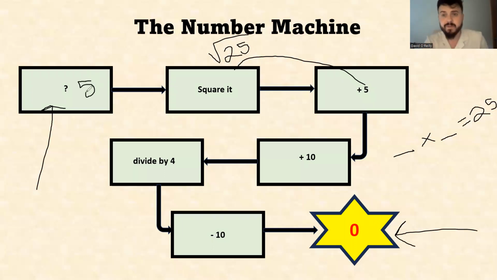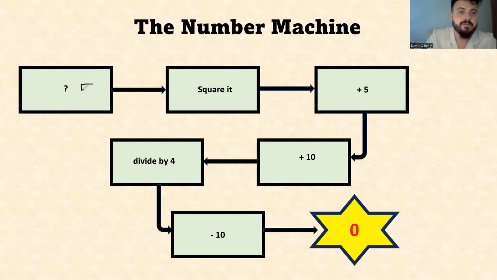That means that 5 must have been the number that entered the machine. Let's check it out. Let's see if we're correct. So 5 starts here. 5 squared is 25. 25 plus 5 is 30. 30 plus 10 is 40. 40 divided by 4 is 10. 10 subtract 10 is 0. We're correct. All right, one more.